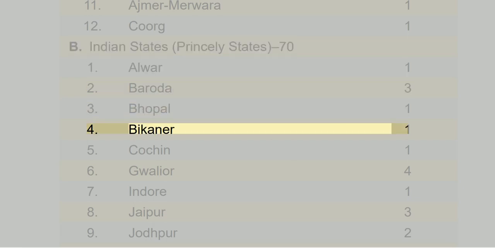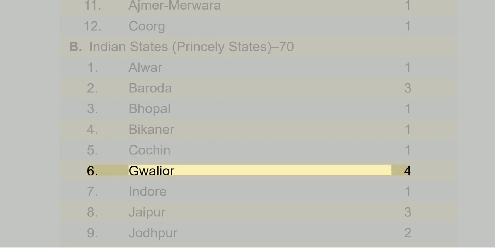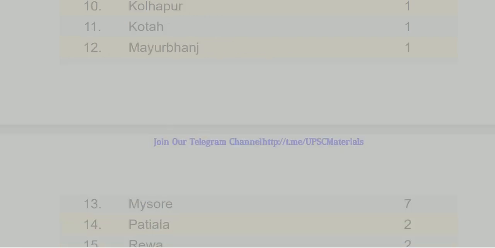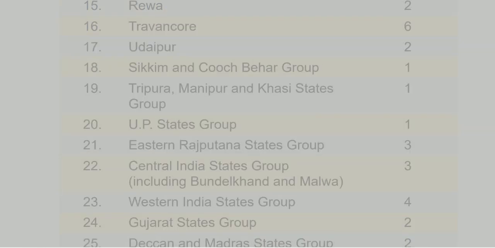Bikaner 1-5. Cochin 1-6. Gwalior 4-7. Indore 1-8. Jaipur 3-9. Jodhpur 2-10. Kolhapur 1-11. Kota 1-12. Mayurbhanj 1-13. Mysore 7-14. Patiala 2-15. Rewa 2-16. Travancore 6-17. Udaipur 2-18. Sikkim and Cooch Behar Group 1-19.